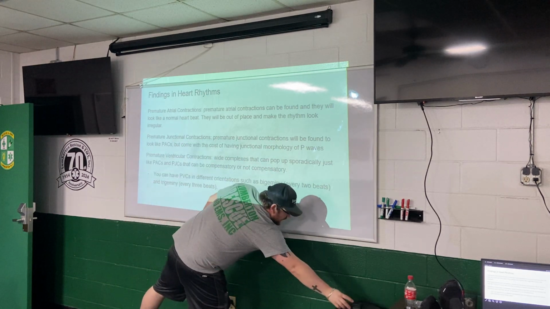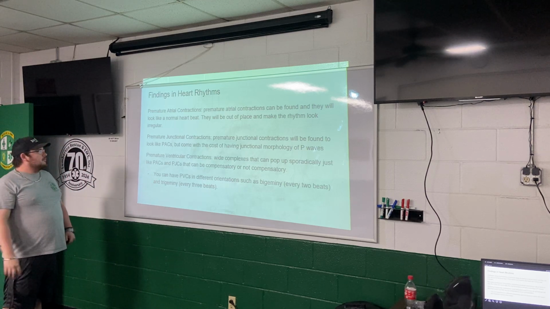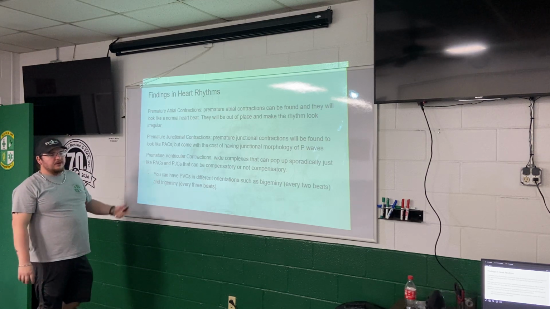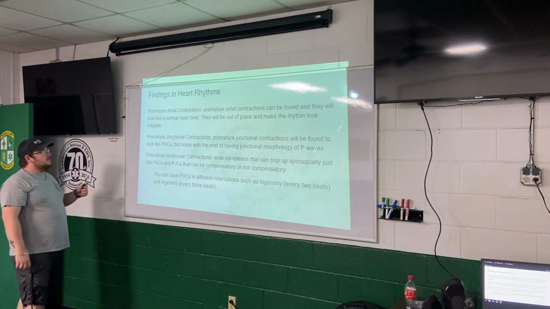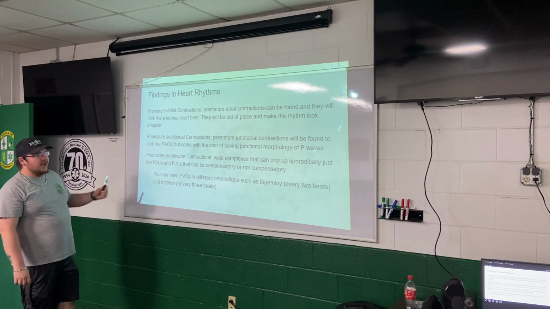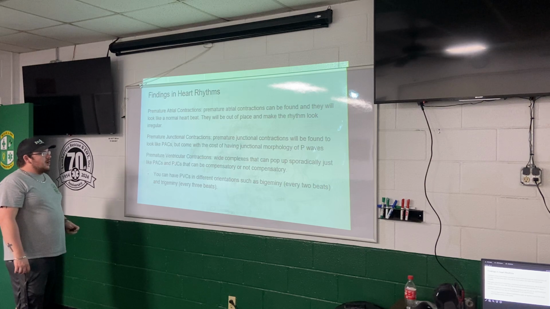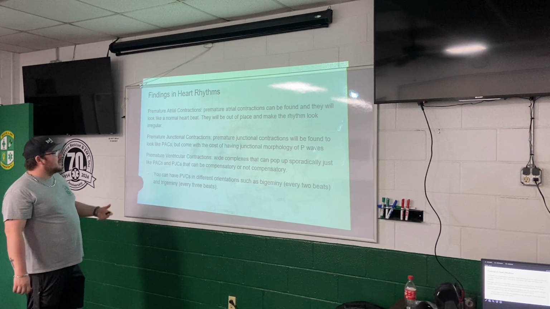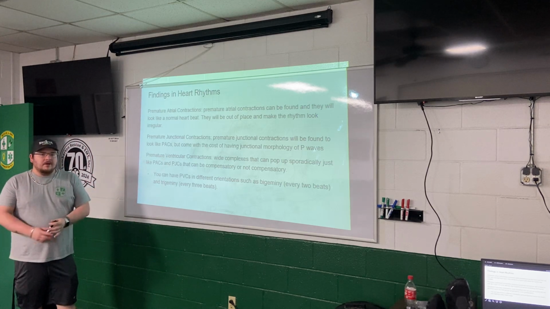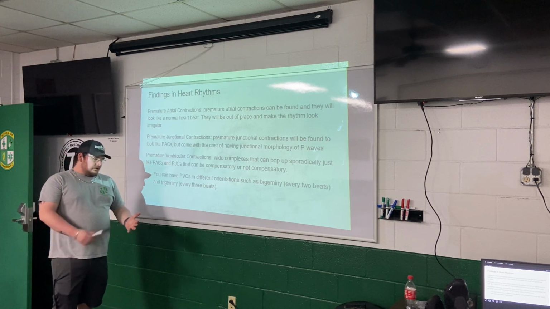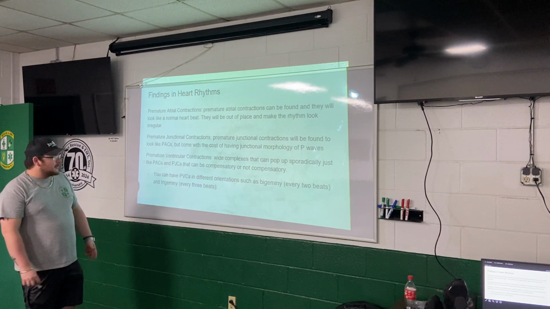Findings in heart rhythms. Right here we're going to talk about your premature atrial, premature junctional, and premature ventricular contractions. Your PACs are going to look like a normal heartbeat, but they'll be out of place and make the rhythm look all funky. Your premature junctional contraction looks like a PAC, but with junctional morphology of P waves, which means they could be inverted, or the P wave might not be there at all.